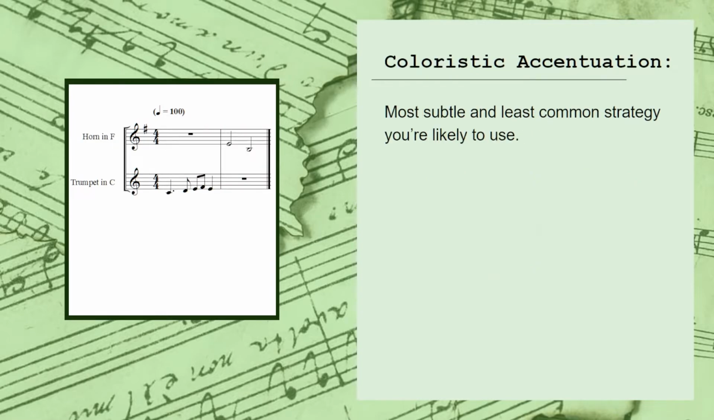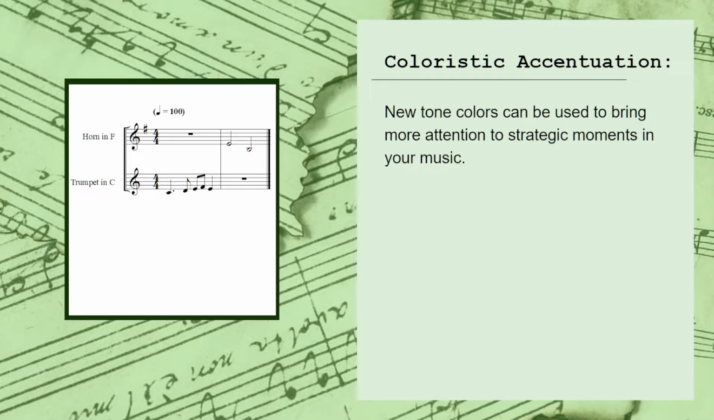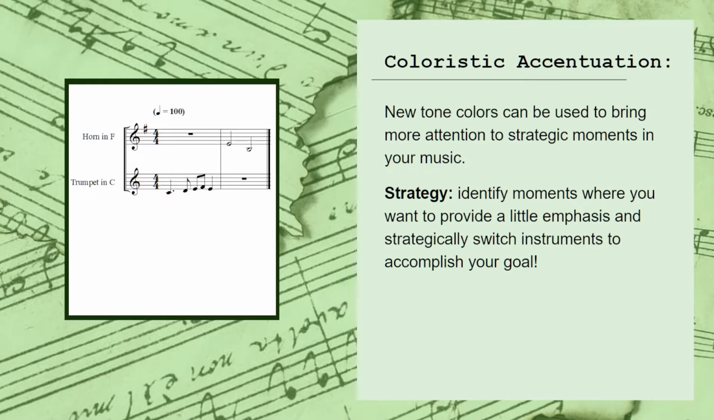Next up, we have coloristic accentuation, which is the most subtle and arguably the least common strategy in the group. It's the simple idea that new tone colors can be used to bring more attention to strategic moments in your music. All of this is built on the premise that we've already established in the first video of this series, that novelty demands attention. The strategy here is to identify moments where you want to provide a little emphasis and strategically switch instruments to accomplish your goal. The most common use for this strategy is to switch instruments performing the melody line at the start of a new phrase.